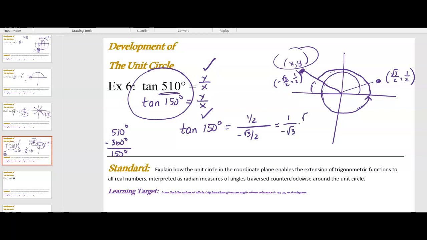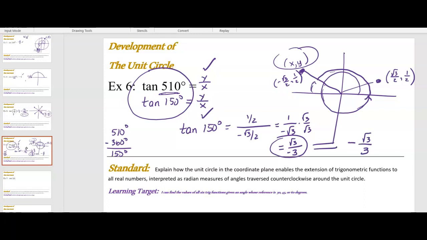Okay, I need to rationalize, which will be root 3. Negative root 3 times root 3 is negative 3. So you can leave your answer like that, or you can put the negative out front, doesn't matter.